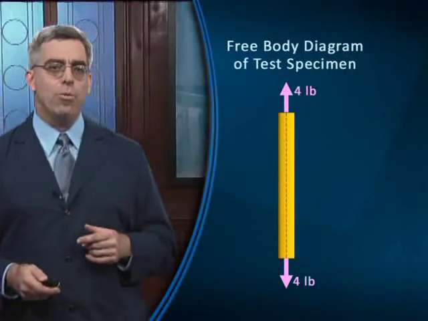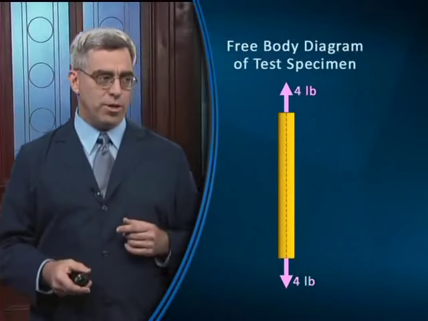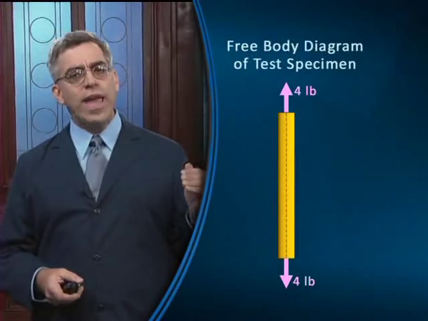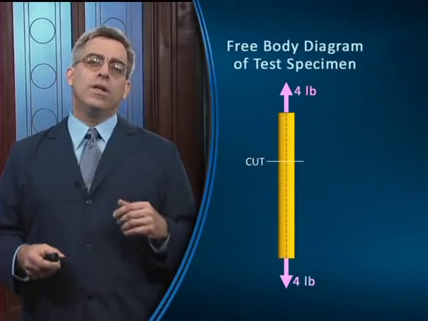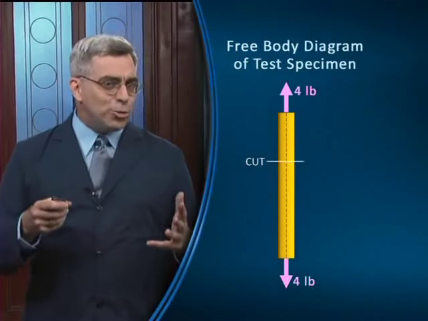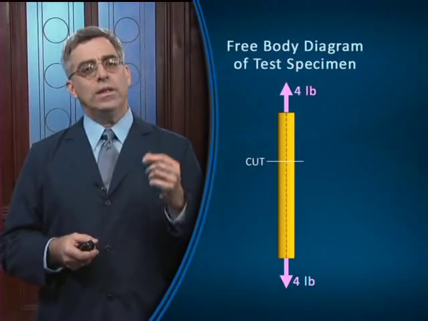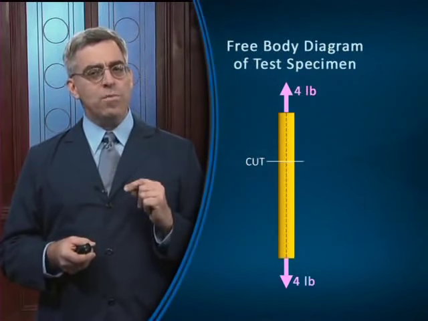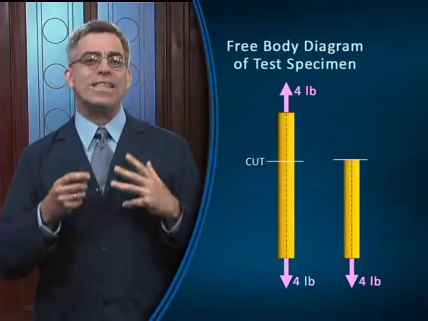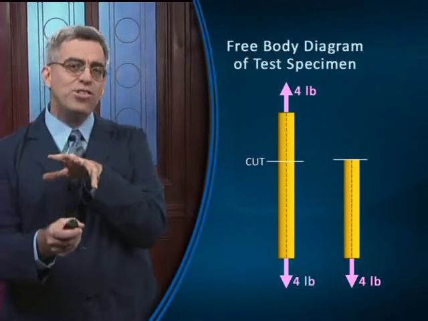Here's the free body diagram, once again, of our tension test specimen. And now here's the location of the cut. It's just a conceptual cut, but it's used as a problem-solving tool. Now we can isolate the portion of the member that falls below the cut and draw a separate free body diagram just of that segment.